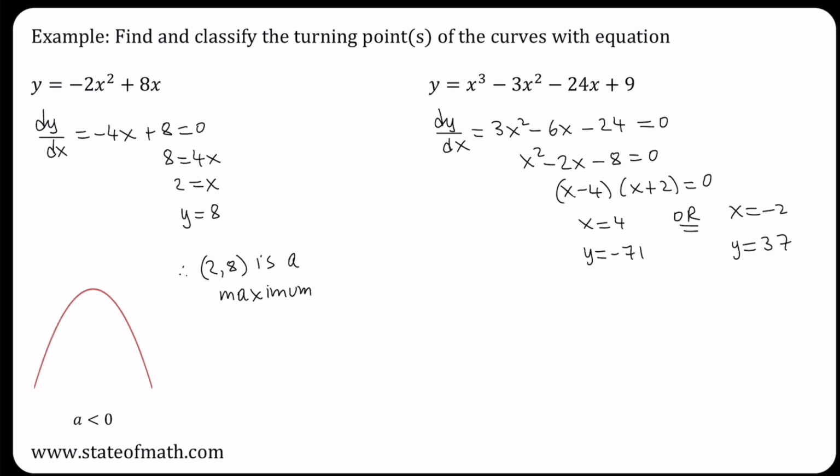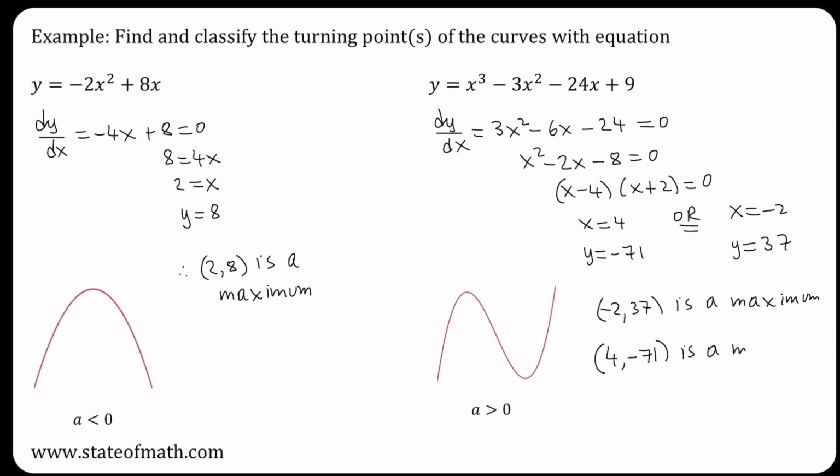Now we're looking at a cubic. The coefficient of x cubed, my a is 1, it's positive, so the graph looks something like this, and therefore it's first a maximum, then a minimum. This means that the point (negative 2, 37) comes first and is a maximum, and the point (4, negative 71), which comes next, is a minimum.